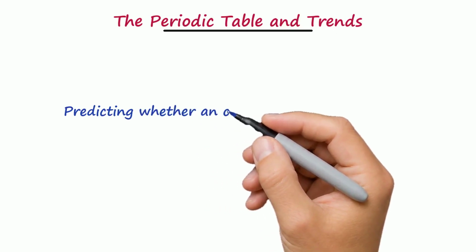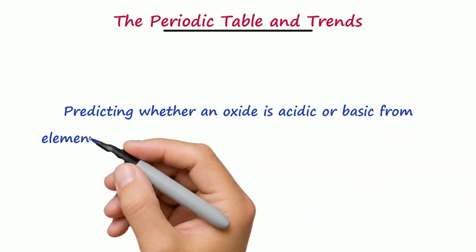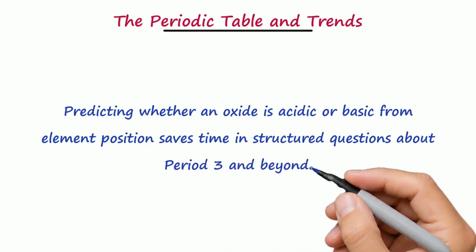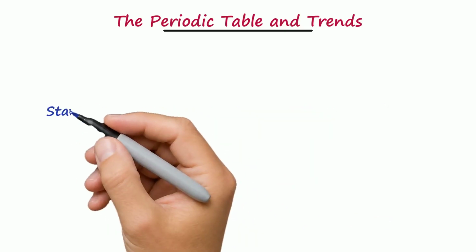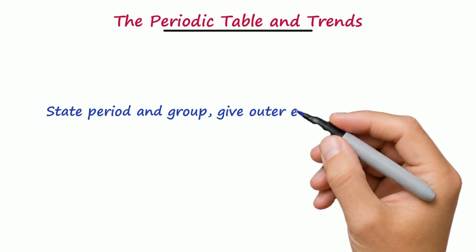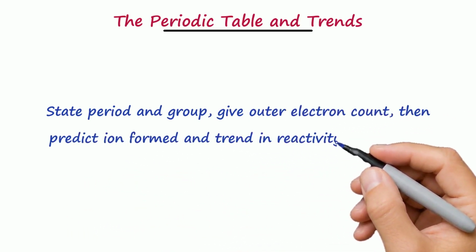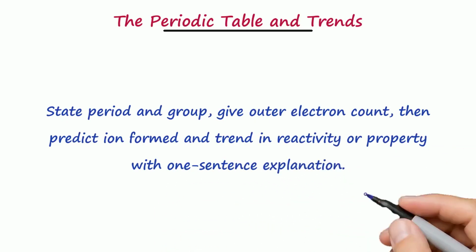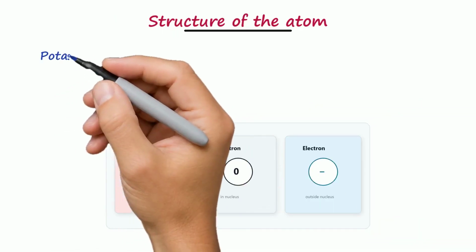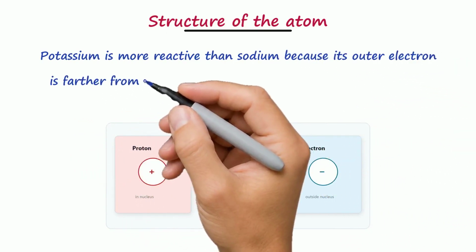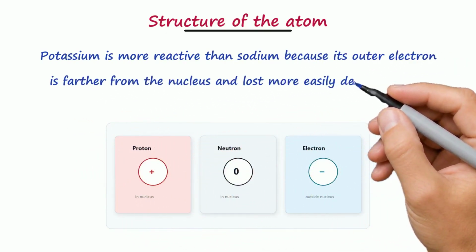Predicting whether an oxide is acidic or basic from element position saves time in structured questions about period 3 and beyond. State period and group, give outer electron count, then predict ion formed and trend in reactivity or property with a one-sentence explanation. Potassium is more reactive than sodium because its outer electron is farther from the nucleus and lost more easily despite similar shielding.